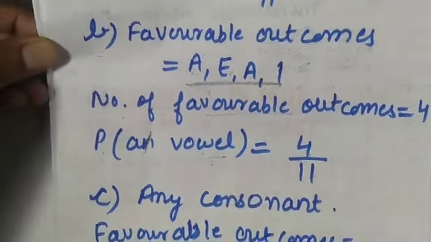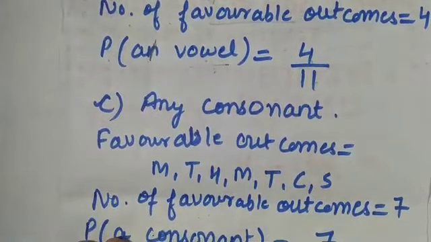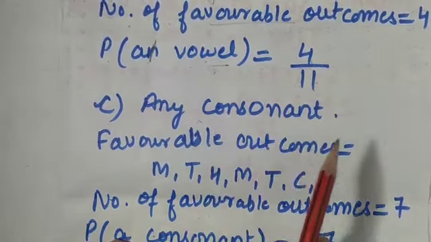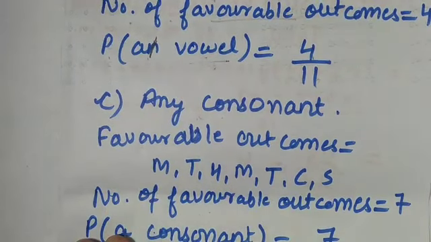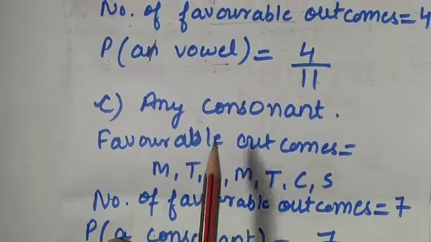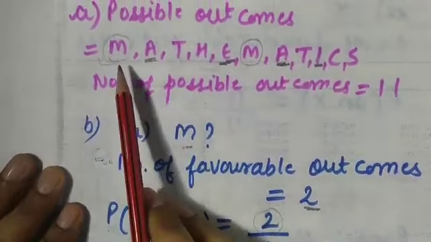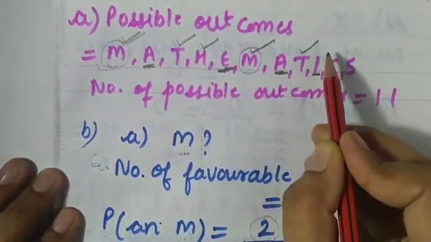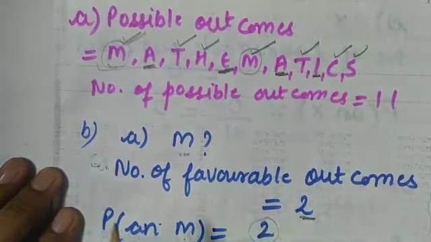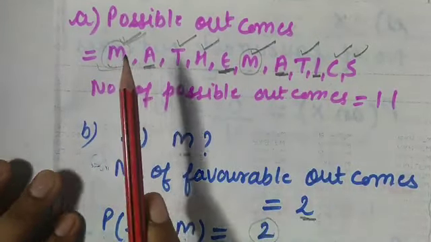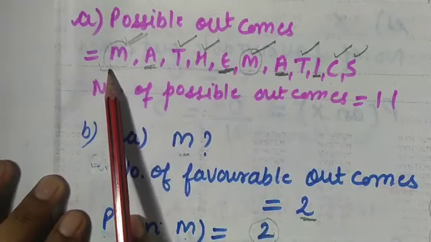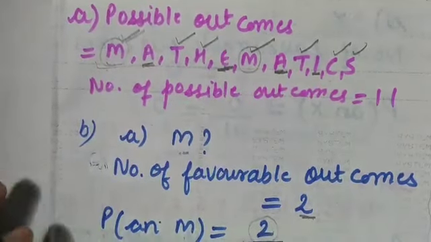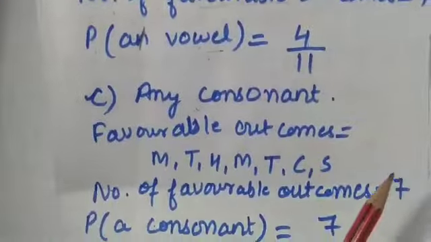Okay. In part C we have to find the probability of any consonant. Any consonant means an alphabet different from A, E, I, O, U. So here we have to find the favorable outcomes that are consonants from the possible outcomes. So this is one consonant, then 2, 3, 4, 5, 6, 7. So overall we have 7 favorable outcomes because we have to find the probability of a consonant, and we have 7 consonants in all the possible outcomes. So 7 will be the number of favorable outcomes.